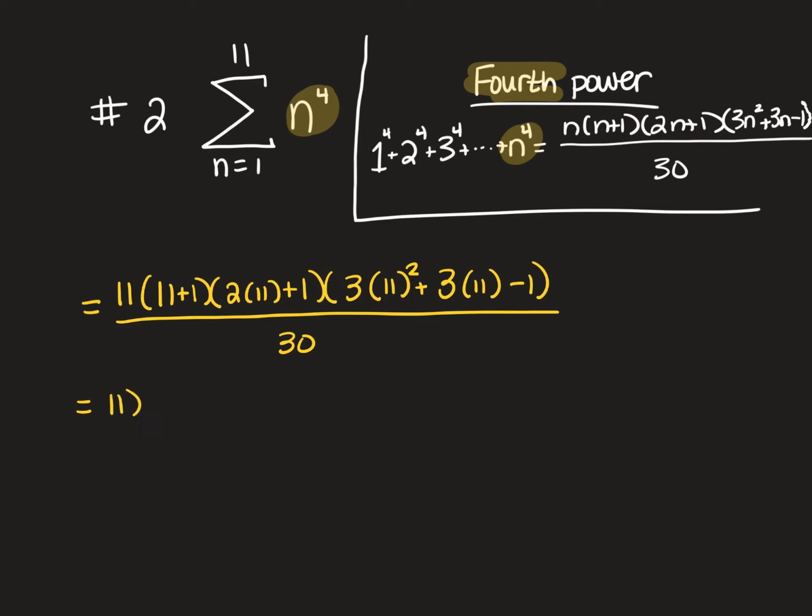So we have 11, okay, and then 11 plus 1 is 12, and then we have 2 times 11 plus 1, so that's 22, plus 1 is 23, times, okay, now this might be a little bit more simplification that's going to happen here, but we have 11 squared times 3, so 121 times 3 would be 363 plus 33 minus 1 all over 30.